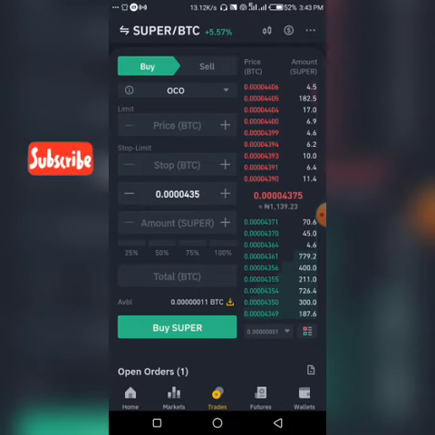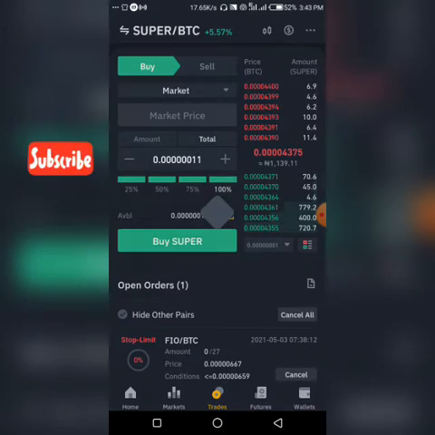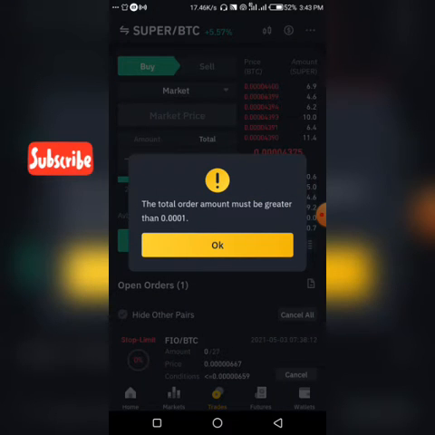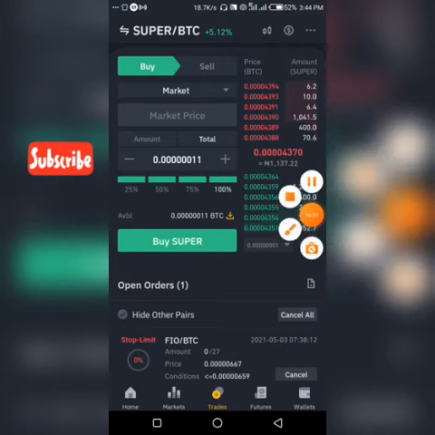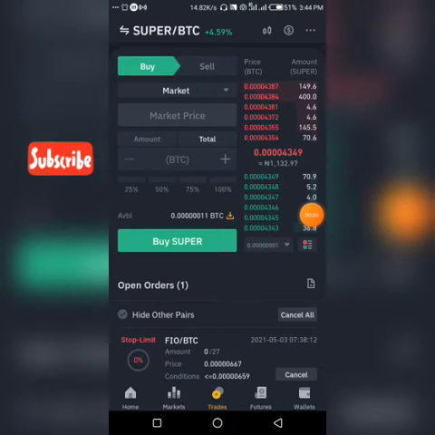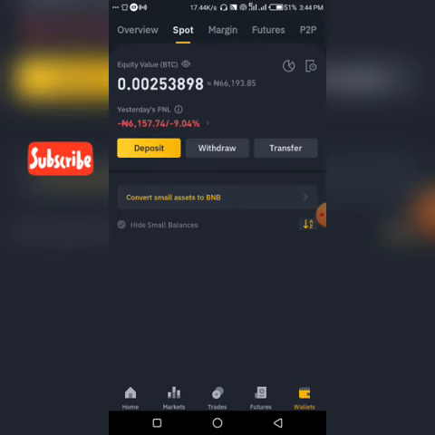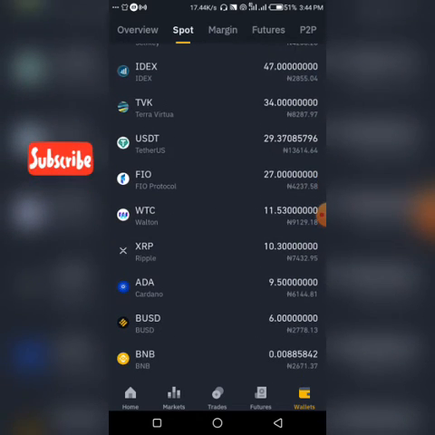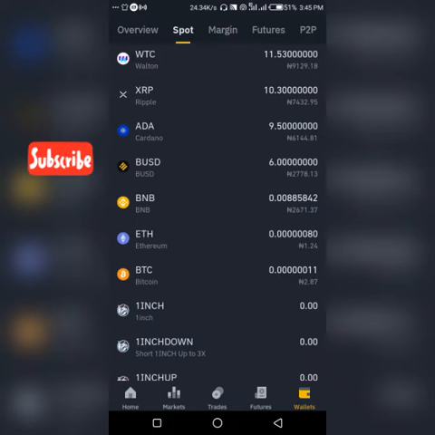So now let's buy this at market price. Let's buy 100%, then buy. I don't think it will buy for me because I don't have enough money in my wallet. Instead of trading Super BTC, I'm going to be trading USDT. Let me check my wallet, because I don't have enough BTC to buy. Let me click on it so that I'll know if the amount of BTC I have can buy me this trade. I don't even have BTC. So as you can see, look at my BTC here.